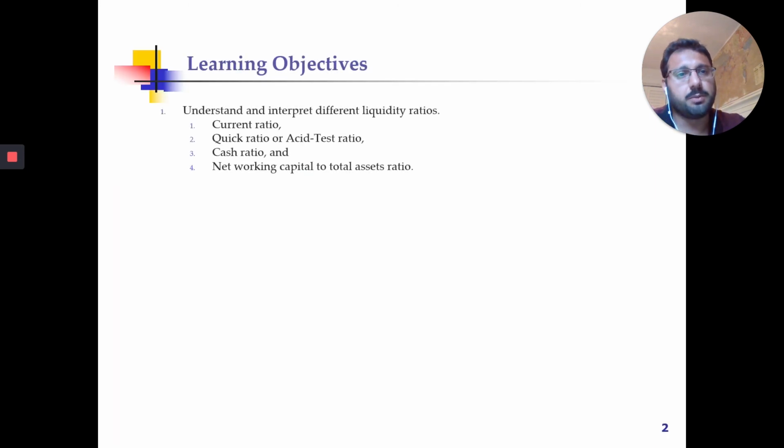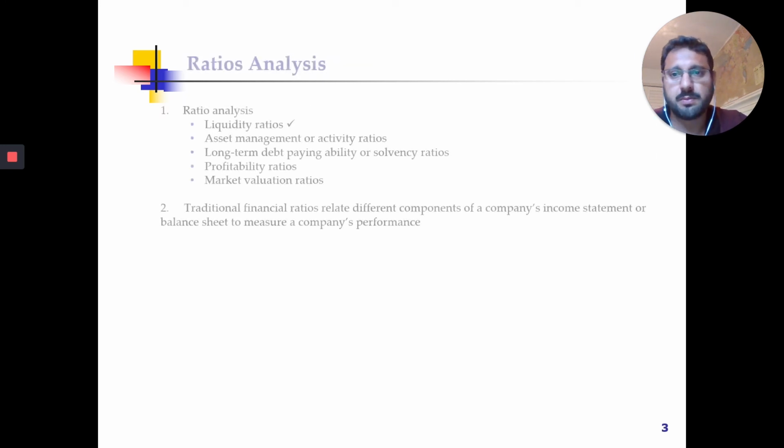So we have learning objectives. There are four liquidity ratios, very popular traditional ratios. One is the current ratio. Then the second one is the quick ratio or acid test ratio, so these are the two names for this ratio. The third one is the cash ratio, and finally the net working capital to total asset ratio.